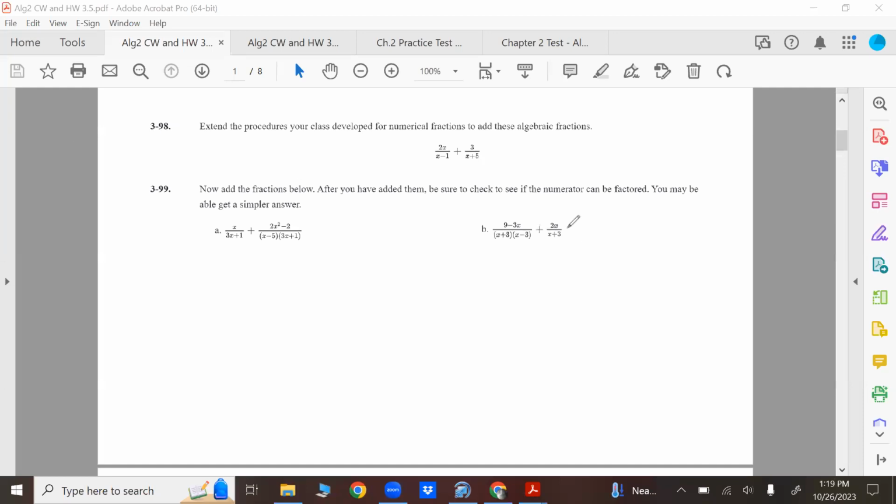So if I look at 398, I'll have you guys try some of the other ones afterwards. So you have 2x over x minus 1 and 3 over x plus 5. Well, x minus 1, can I factor anything out of that? It is what it is. x plus 5, is there anything that can be factored out of that one? No, those are as basic as it can be. So when that happens, the LCD, or the least common denominator between both those expressions, is just the product of them.